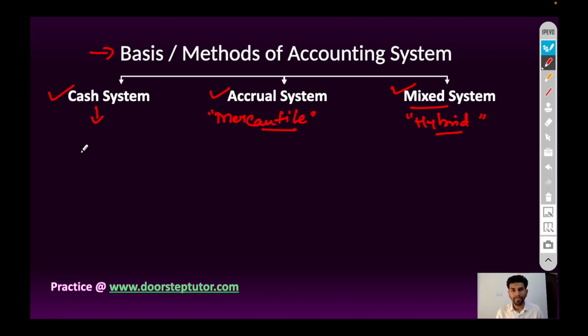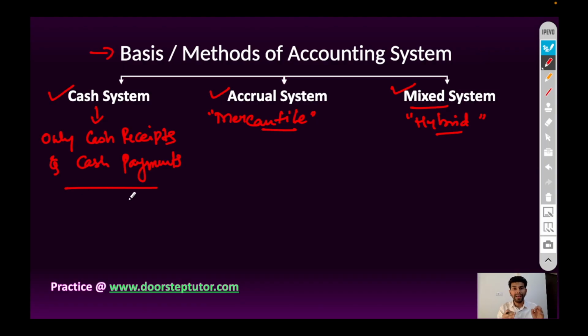Under cash system, only cash receipts and cash payments are recorded. Or we can say that business transactions are recorded in accounts only when they are realized in cash. It is generally used by professionals, for example, doctors, lawyers, or architects.